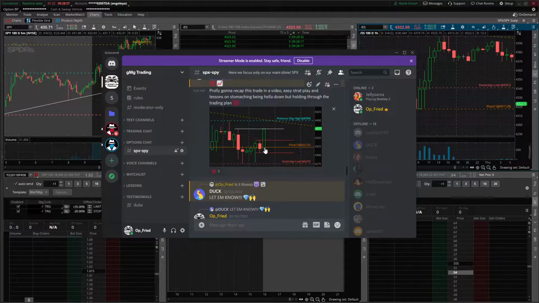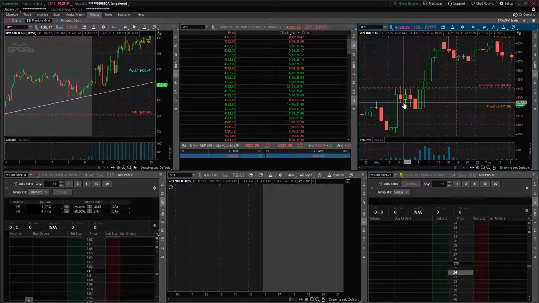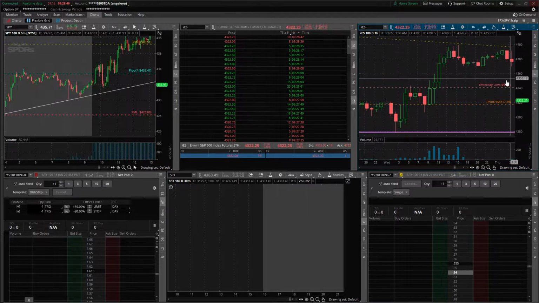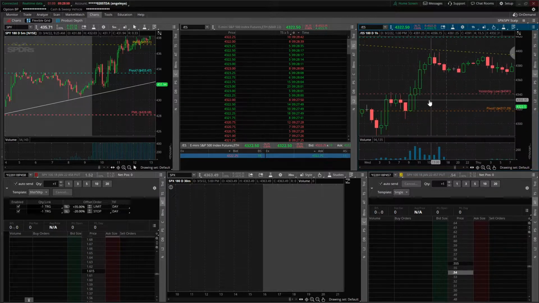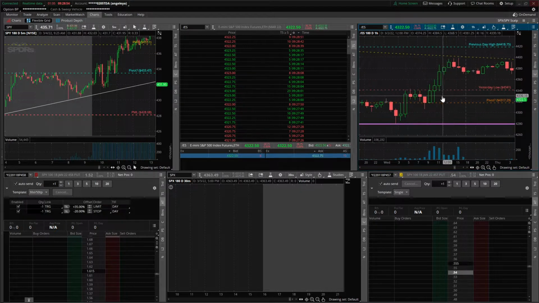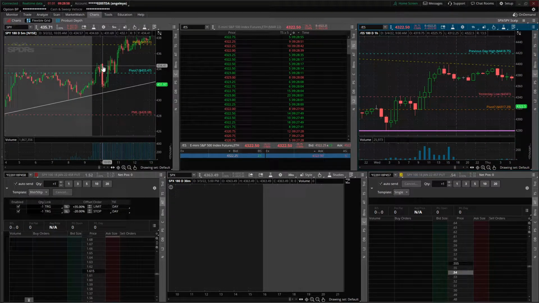So we had bounced right off our pivot. We had this red at the pivot right here. So let's try to find that. It's like right here. Yeah, this was our entry right here. 10 a.m. Ripped. We ended up falling, then going back up.